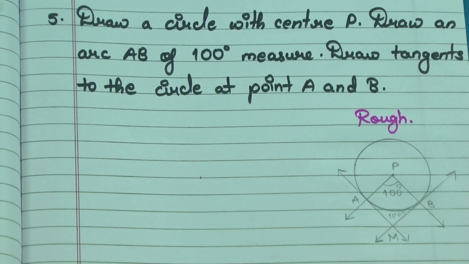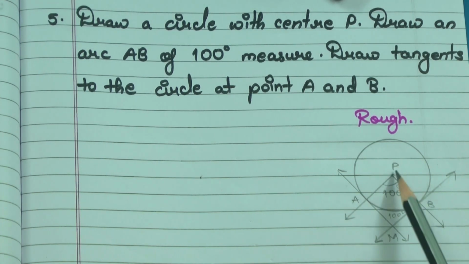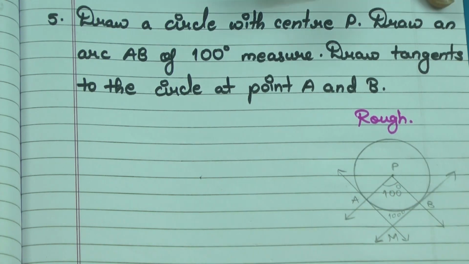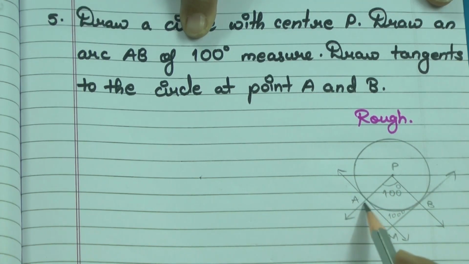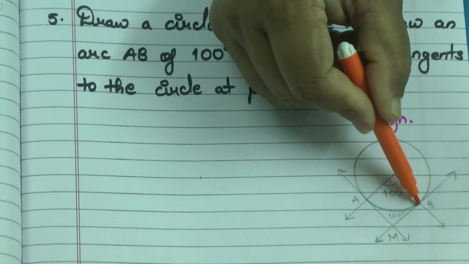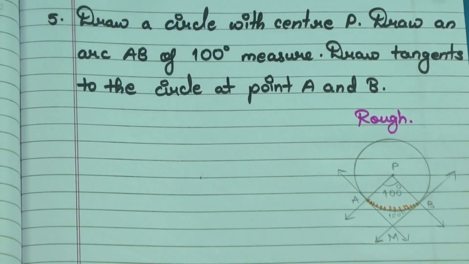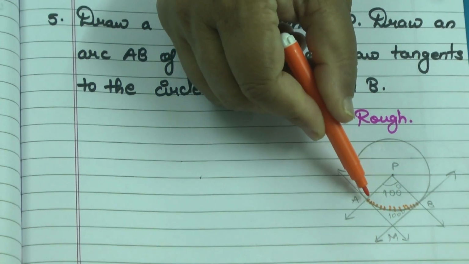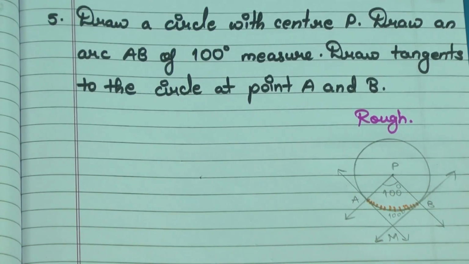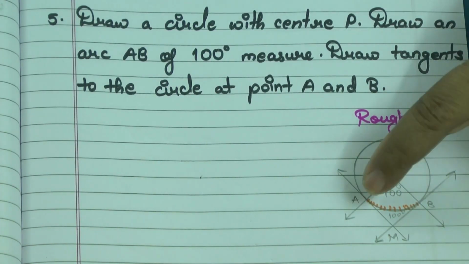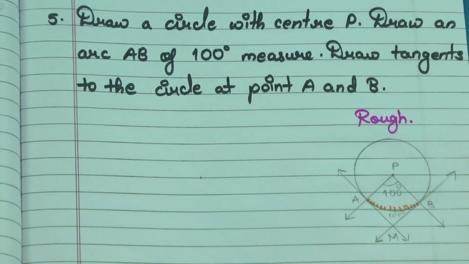Now this is question number 5 of the problem set. Children, first understand the question. Draw a circle with center P and draw an arc AB, the one which is orange. Draw an arc AB of 100 degree. Measure. Draw tangents at point A and at point B. You can see point A and point B. So we have to draw tangents here.